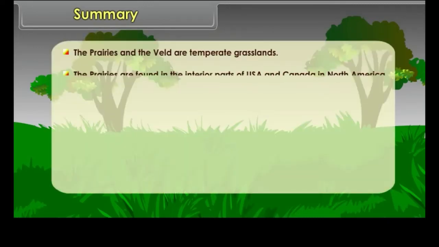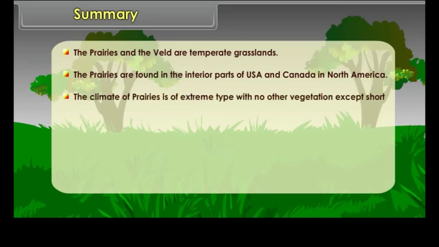Summary. The prairies and the veldt are temperate grasslands. The prairies are found in the interior parts of USA and Canada in North America. The climate of prairies is of extreme type with no other vegetation except short grass. The prairie soil is fertile, so farming is the main occupation.